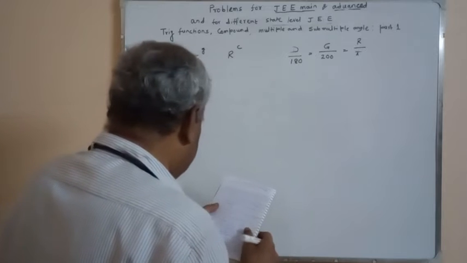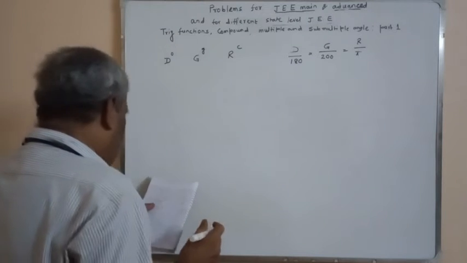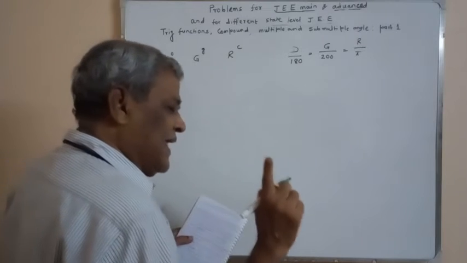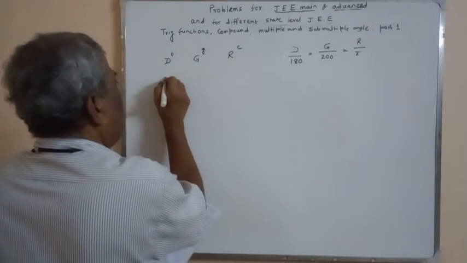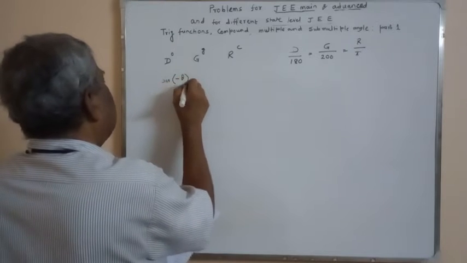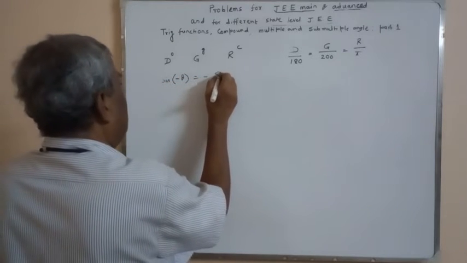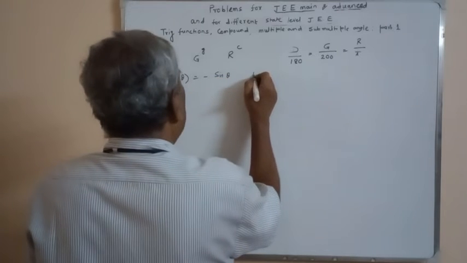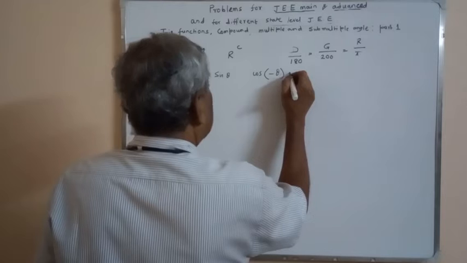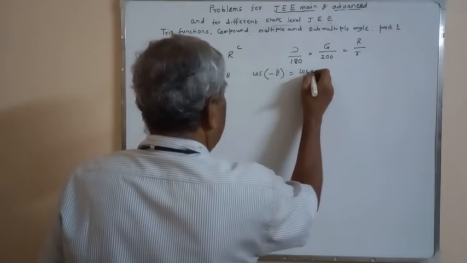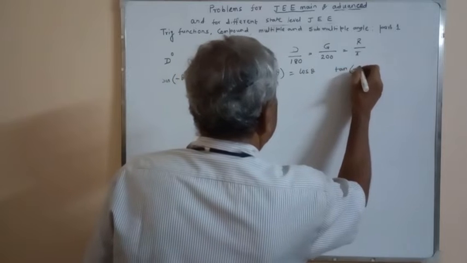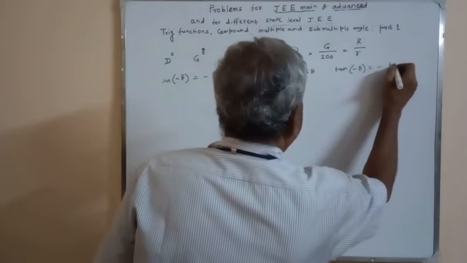So next one, if theta is any angle, then, this is very common, sine of minus theta is equal to minus sine theta. Cos of minus theta is cos theta, not minus. And tan of minus theta is equal to minus tan theta.